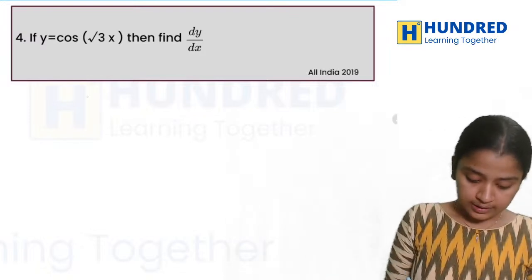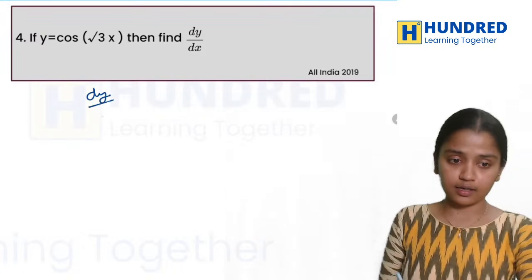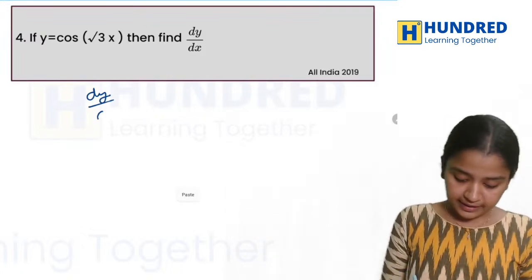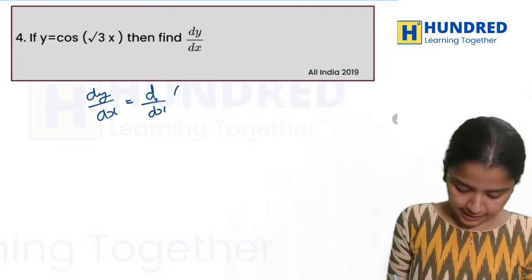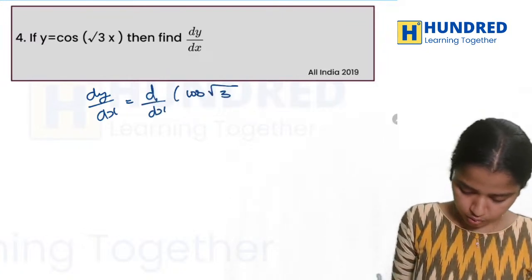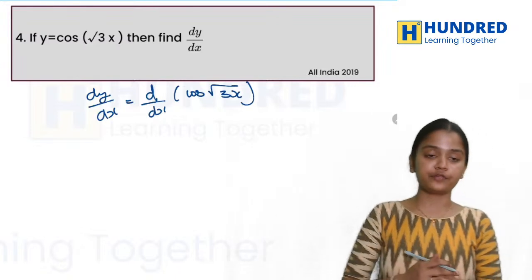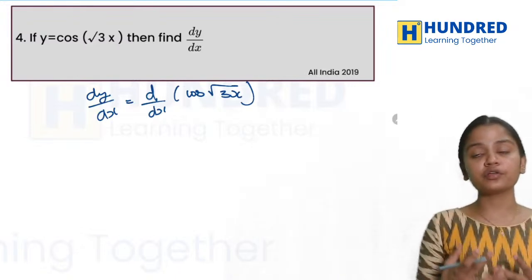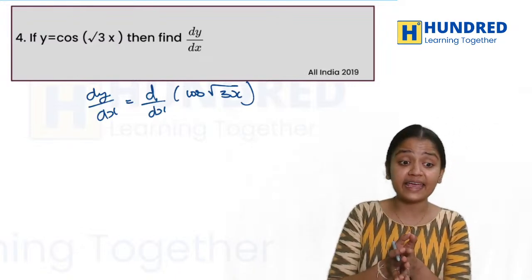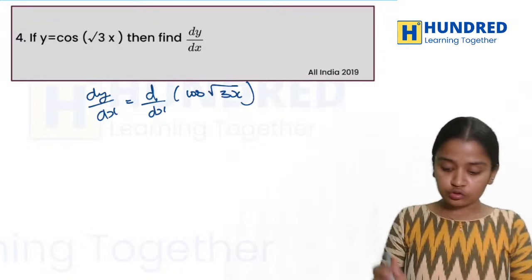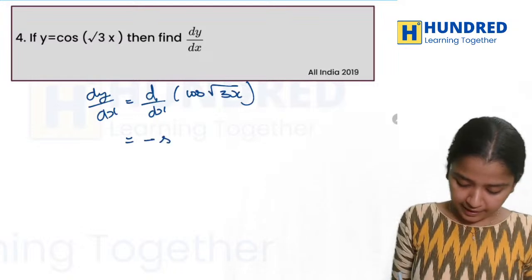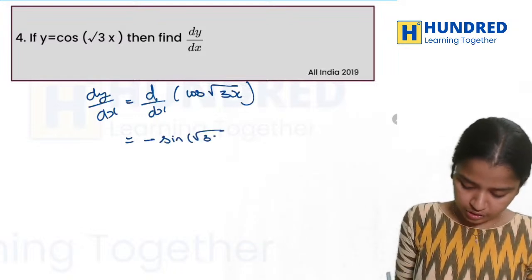So this will be dy by dx, that is, d by dx of cos of root 3x. That is how you have to differentiate. Now if I'm differentiating cos x, what will I get? I will be getting minus sin x, right? So first I'll be getting minus sin of root 3x.